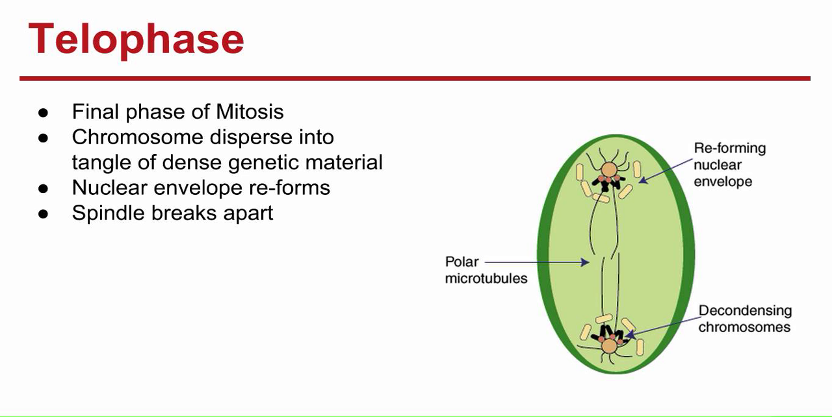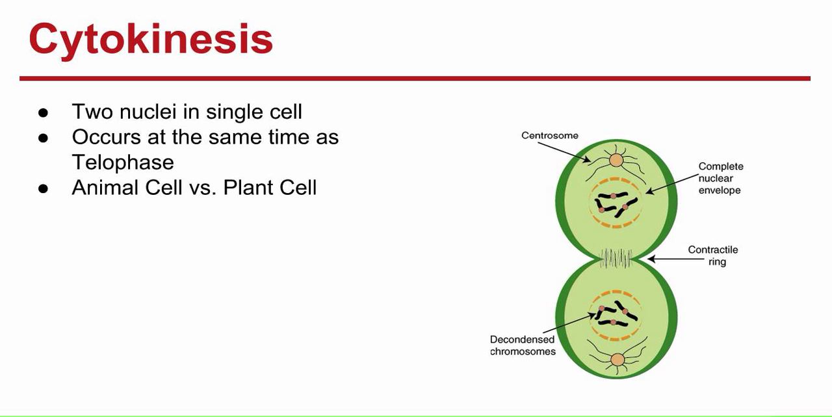So with this, mitosis is complete, but cell division is not. Now we have two separate nuclei in one cell. So that's when we go to cytokinesis. With cytokinesis, we have the two separate nuclei in one cell, and cytokinesis will split apart the cell membrane.